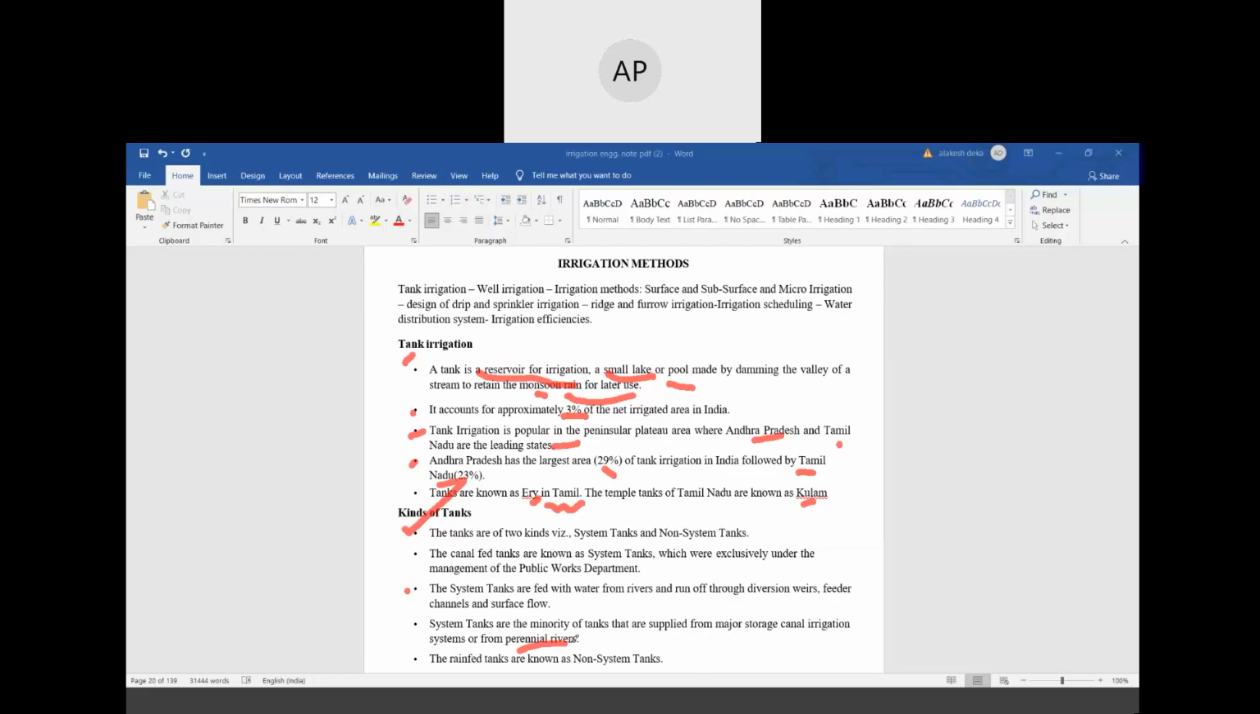Do you know what perennial rivers are? Perennial rivers are those rivers in which water is there in most seasons. Water is flowing throughout the year. That type of river is known as a perennial river. Next, the rain-fed tanks are known as non-system tanks.